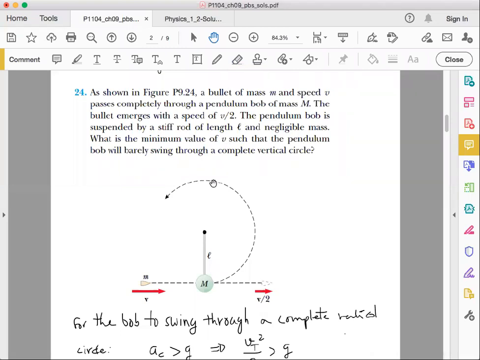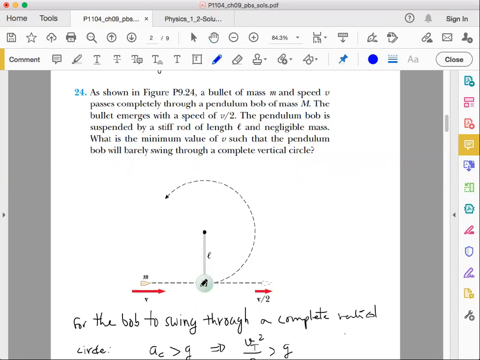So our question is to calculate the minimum value of the speed of the bullet such that this bob will make a complete revolution. We all know by now what the condition is for an object connected to a rod to make a complete revolution. But let's actually repeat this again. If you want this bob to make a complete revolution, just forget about the bullet for the moment.